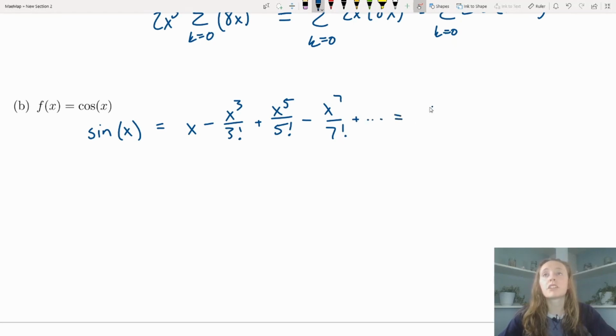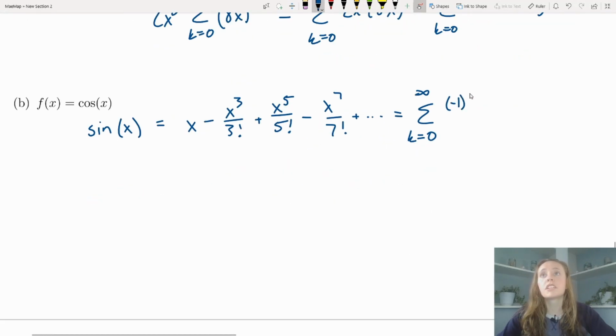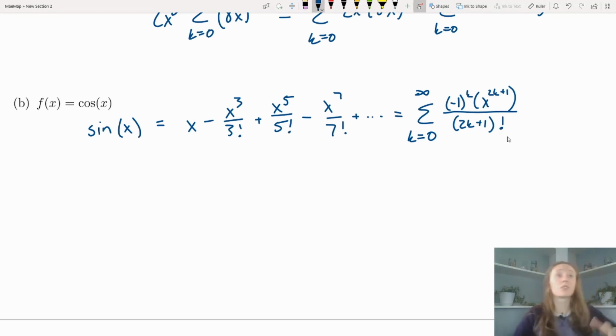Which finally, for our summation, we got the summation from k equals 0 to infinity of negative 1 to the k times x to the 2k plus 1 all over 2k plus 1 factorial. So rewriting cosine of x, writing that as that Maclaurin series or writing that as some power series is as simple as taking the derivative.